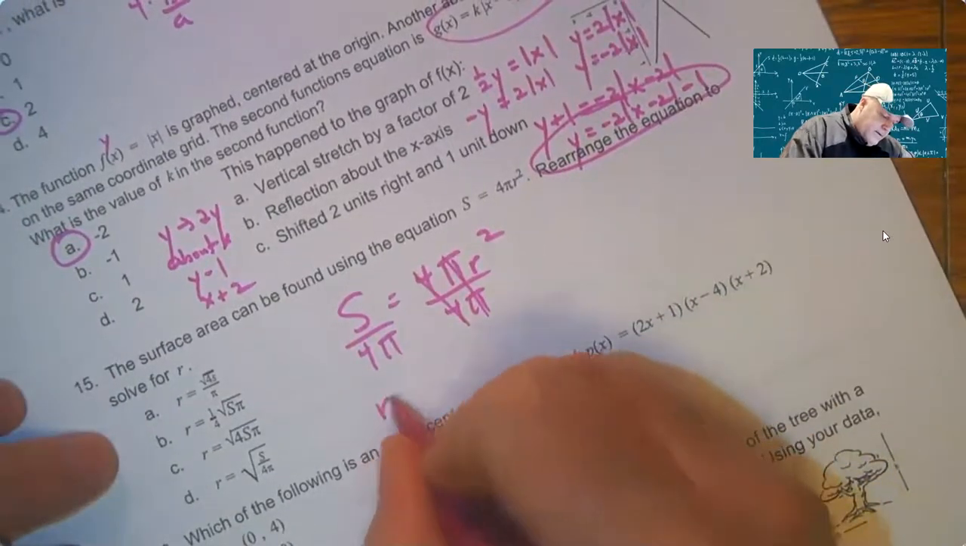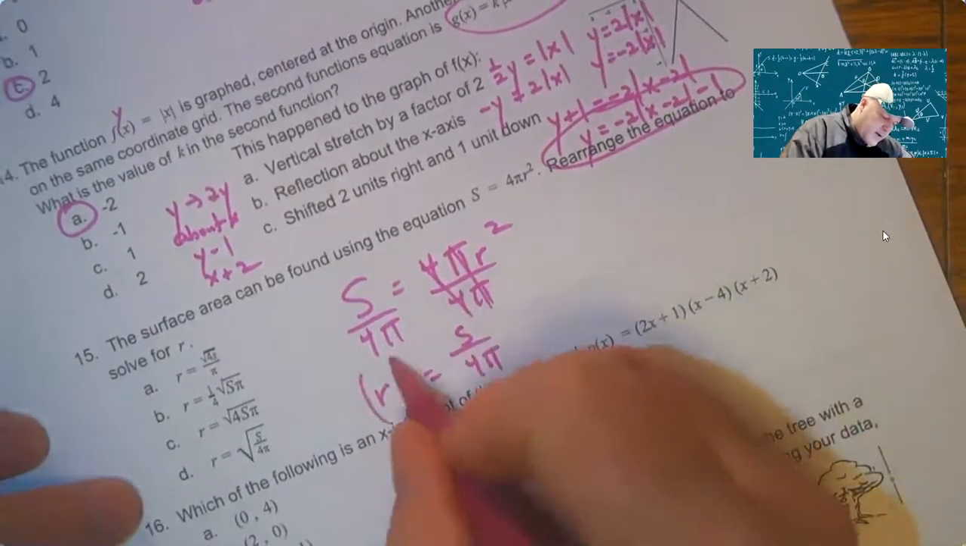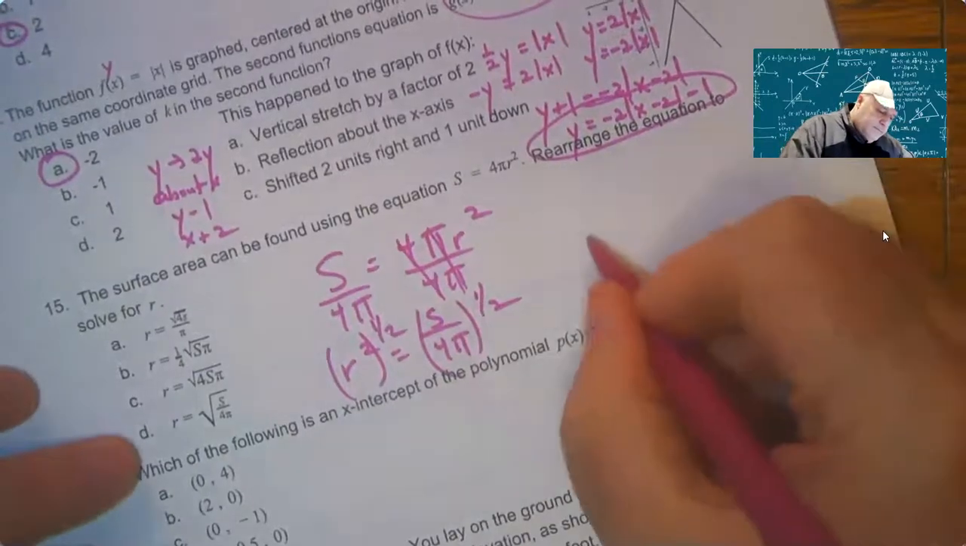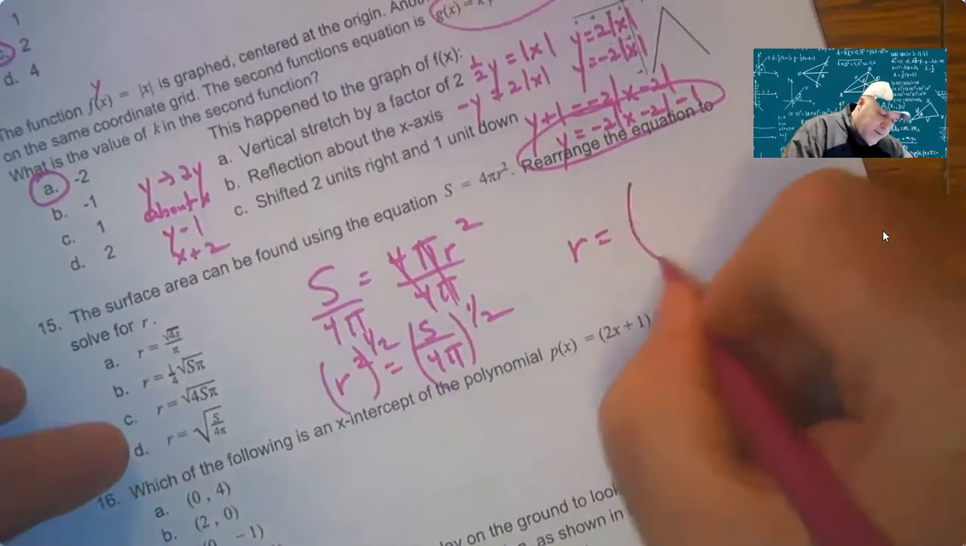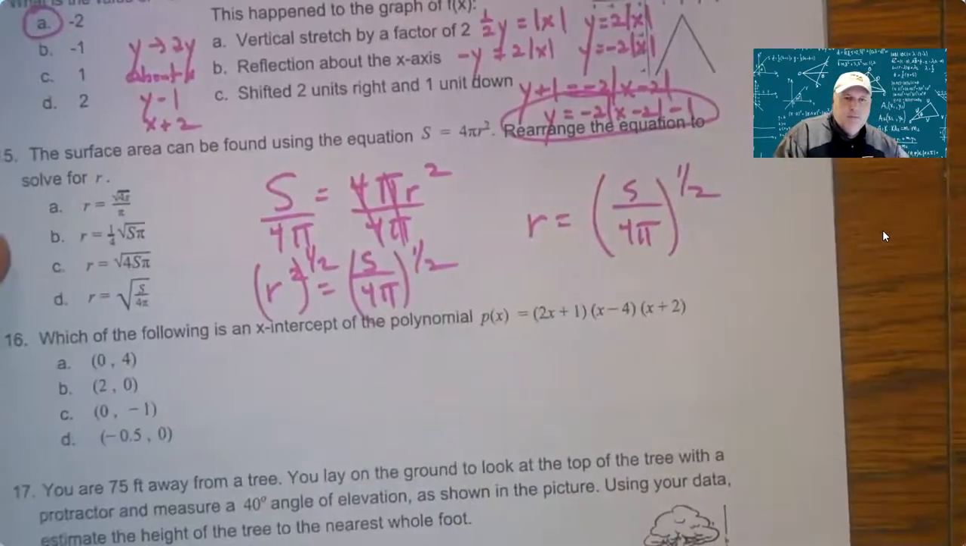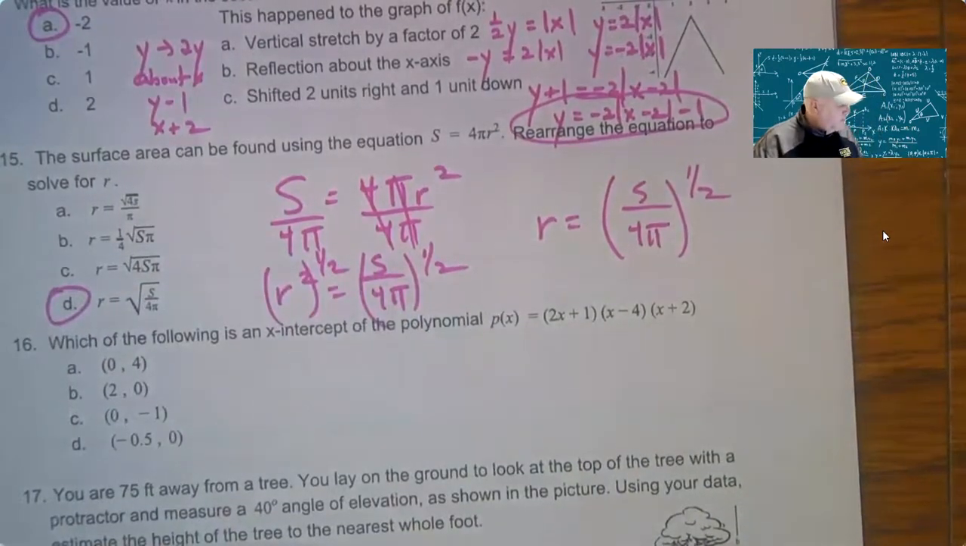And then we need to take it to the 1/2 power, which is the same as the square root. That you need to know. So s over 4 pi, square root of that.